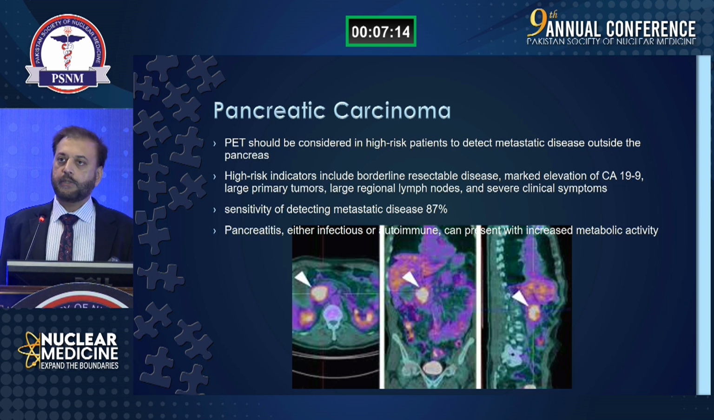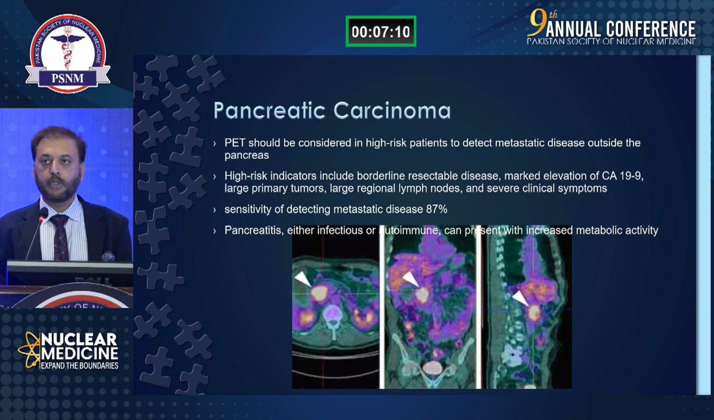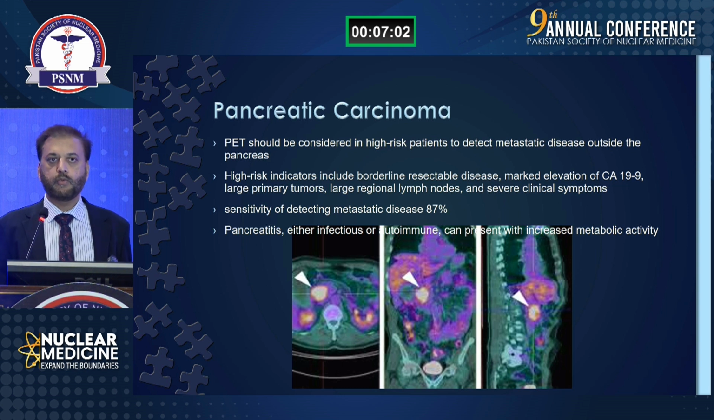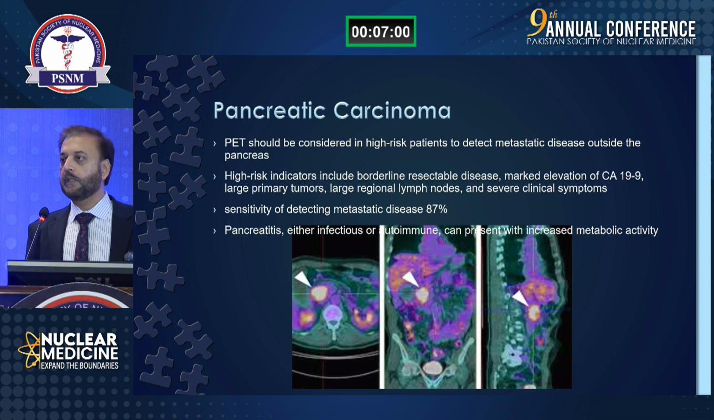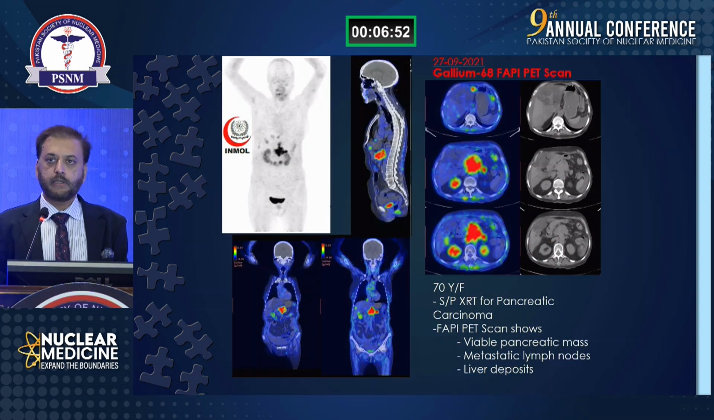Although FDG PET shows a high uptake in the pancreatic tumor most of the time, it can show false positive results because associated pancreatitis with the primary tumor will also show uptake. So it may be a unifocal disease on CT or MRI, but it may appear as a multifocal disease, falsely positive, on FDG PET scan.